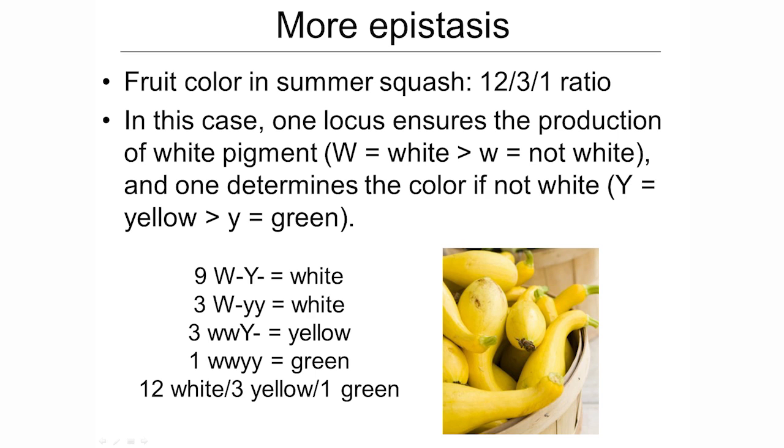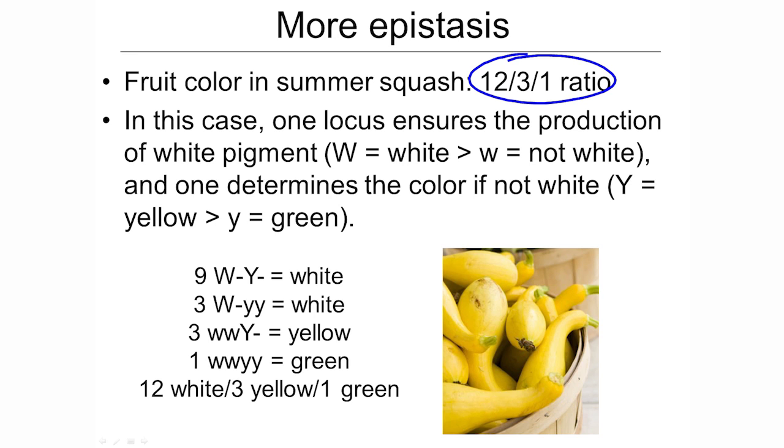But in summer squash, when we're talking about the color, now we get a 12 to 3 to 1 ratio. I hope you're picking up that every one of these adds up to 16, and not only that, there's got to be a way of fitting it into the 9 to 3 to 3 to 1 ratio scenario, right? So again, in this case, look what's happening.